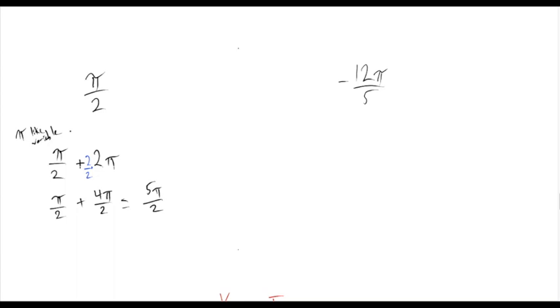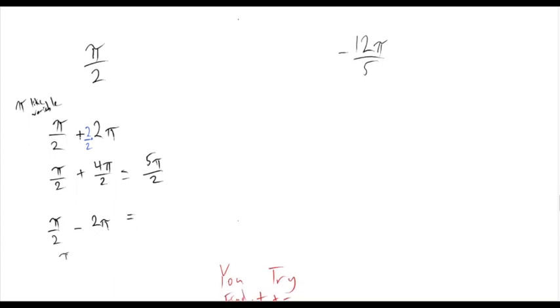So I also need to find a negative version. That means I would need to take pi over 2 and subtract 2 pi. Again, I would convert this and I would get pi over 2 minus 4 pi over 2. You can see all I'm doing is taking whatever this denominator is and multiplying it to the numerator and the denominator, and then I can just add them together since I'm just adding 2 pi, and that will work 100% of the time. So this gives me negative 3 pi over 2 as my negative.